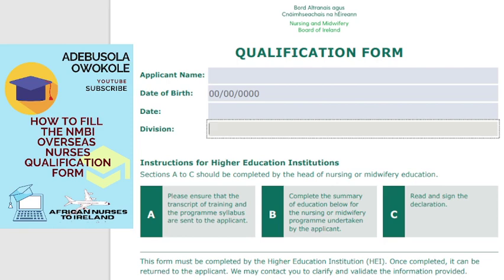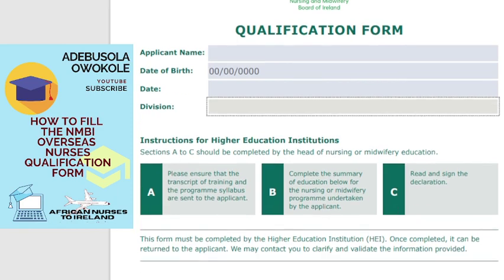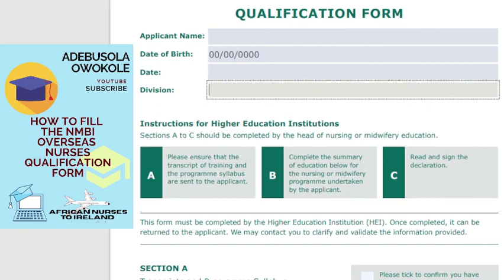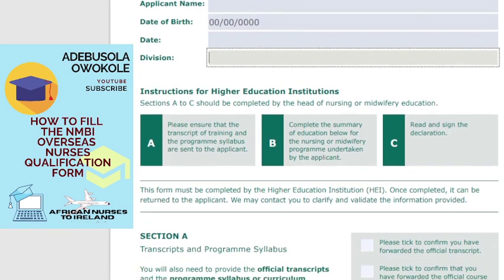If you are uploading your transcript of training or your syllabus of training in your portal and there's no slot for additional documents, you can send an email to the NMBI Overseas Nurses Department, at g3reg@nmbi.ie, and ask them to give you an additional button to upload your documents. Send it to them by email, and they will update your portal to include an additional button for documents.